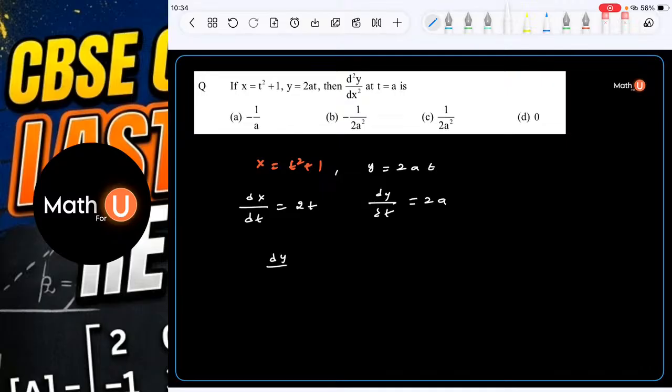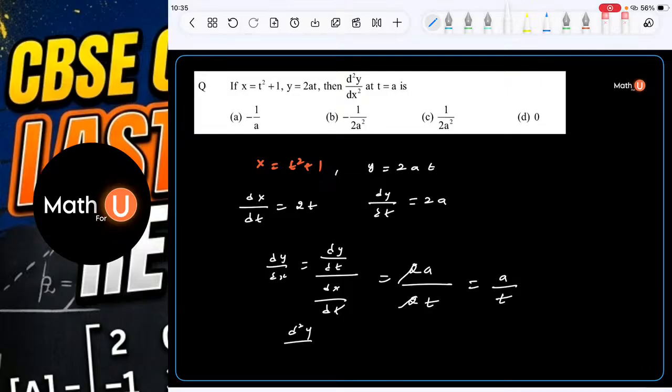Then finally dy by dx equal to dy by dt by dx by dt. dy by dt is 2a, dx by dt is 2t. 2 cancel, we get a by t. Again differentiate, d square y by dx square. t can be written as a t inverse, differentiation minus 1 by t square.